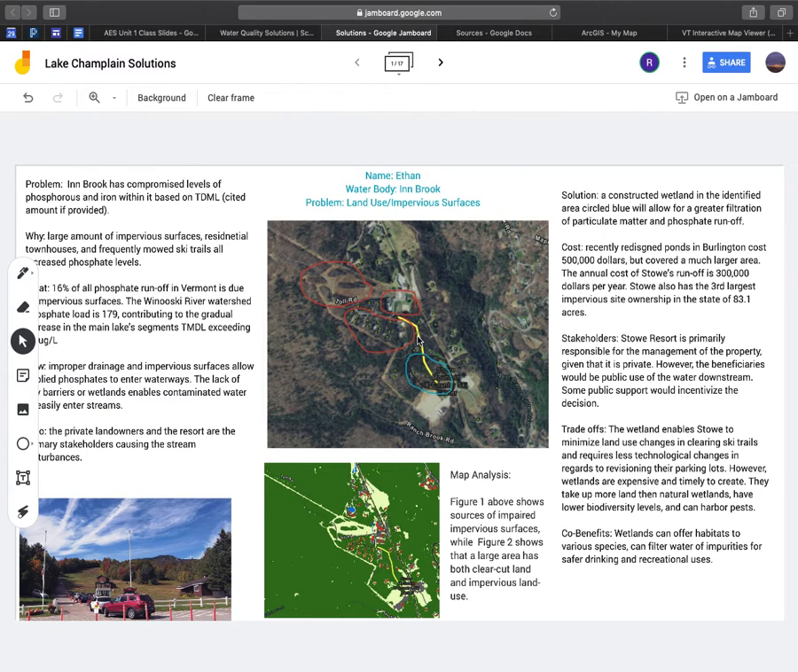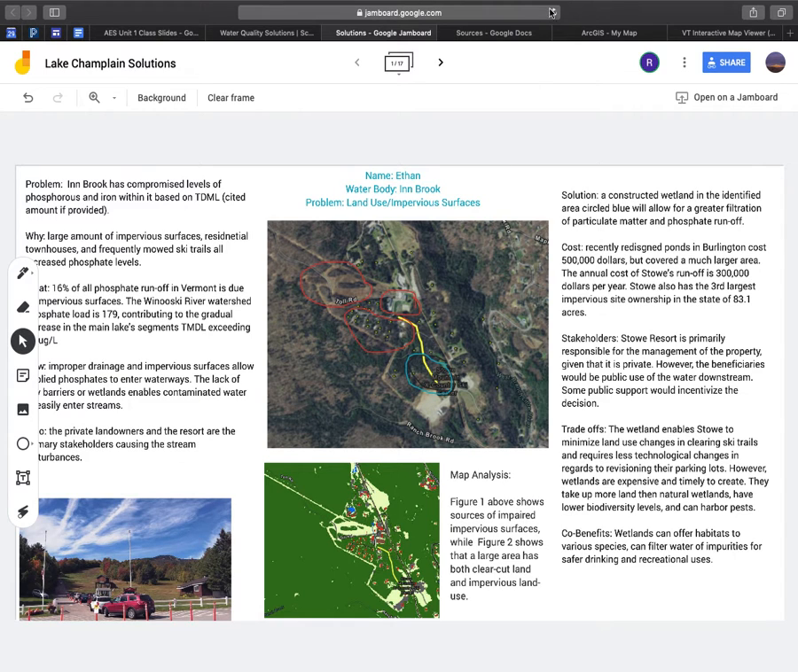Now this is the Inn Brook. I found it on ArcGIS. It has really compromised high levels of phosphorus and iron, and it's found right next to the entrance to the toll road at Stone Mountain Resort. In terms of factors as to why it's occurring, we have clear-cut trails, we have a large impervious surface, and we have townhouses that generally use fertilizers on their lawns. So this is what we're going to be looking for with your work today.